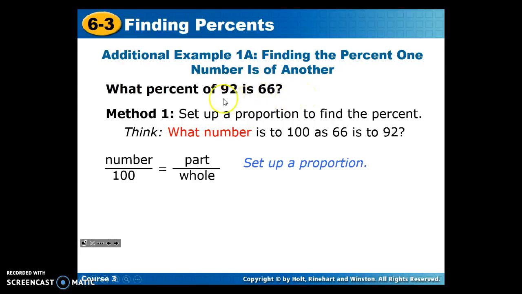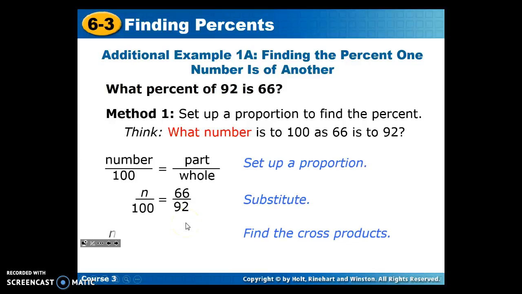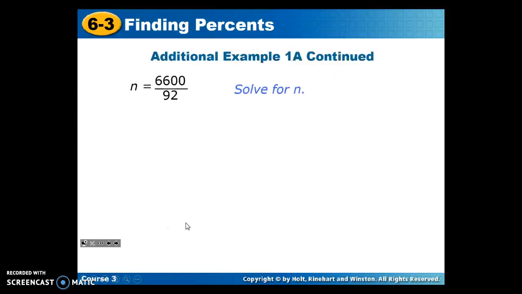So looking through here, when they're saying of 92, that will tell us that is going to be the whole, and the 66 is the part that we know. So the percent out of 100 equals 66 out of 92. And there you can just cross multiply or do whatever you want to do to solve for n to get an answer of 72, which means 66 is 72% of 92.